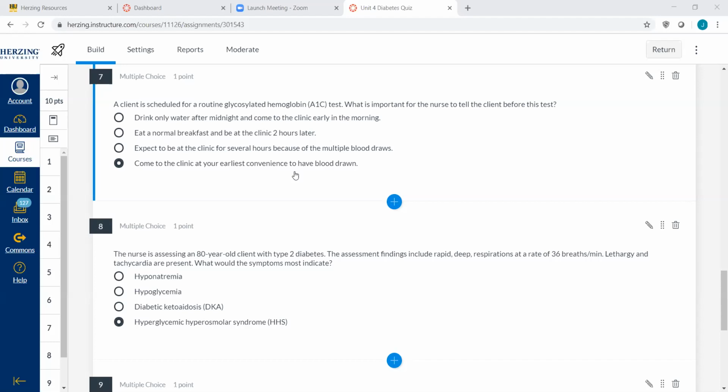The rest of the question says the assessment findings include rapid deep respirations at a rate of 36 breaths per minute, which you could see with both. But then the clue here is that lethargy. Lethargy and tachycardia are present. What would the symptoms indicate? So you're going to pick the HHNS or HHS, whichever one you want to call it.